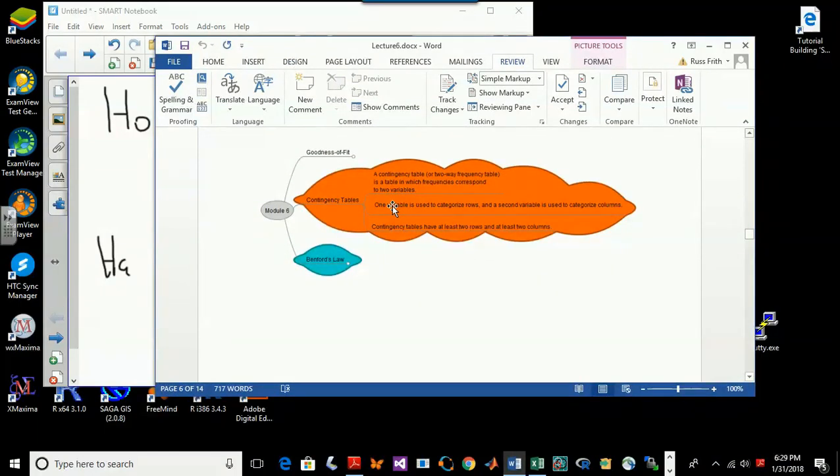Okay, so the next topic. Let's talk about contingency tables.